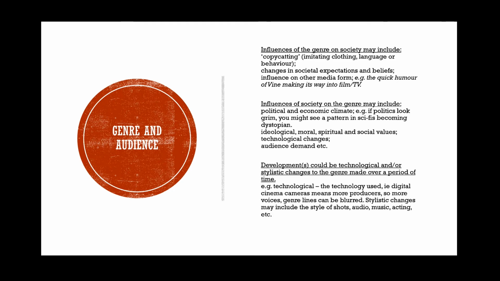Genre and audience. So films impact people, and people impact films. This is really important when we're talking about media audiences. So influences of the genre on society may include copycatting, imitating clothing, language, and behavior. You probably remember this from when the It films came out, and everyone was running around dressed as clowns and scaring people. That is the genre influencing society.